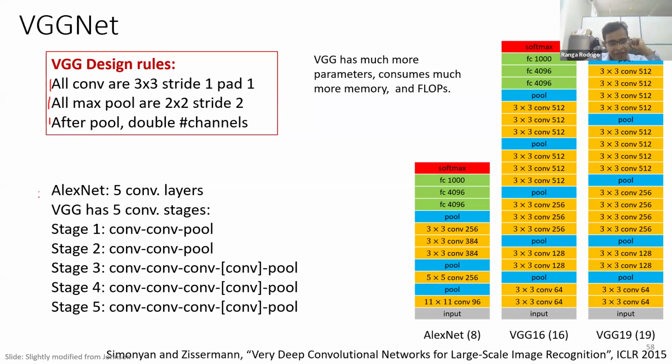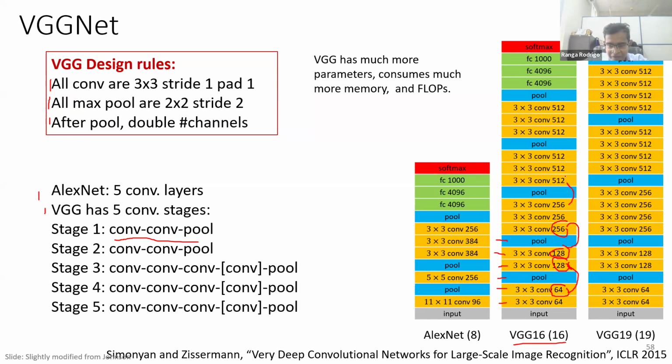So AlexNet had 5 convolutional layers. VGGNet has 5 convolutional stages. Stage 1, a conv pool. So you can see in the VGG16, this is called VGG16 because it has 16 layers. You can see conv, pool, right? And then stage 2 also pool. And you can see the number of channels get doubled after the pooling layer. Can you see that? 128 becomes 256.